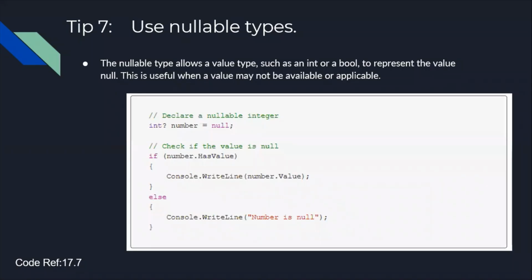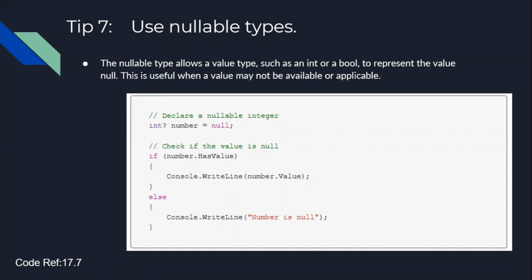Okay, tip number 7, please, when you know the nullable data types or nullable types, they allow a value type such as an integer or boolean to represent the value null. This is useful when a value may not be available or applicable. Declare a nullable integer. Declare a nullable boolean. As I know, maybe I will face not a true or false, and maybe I will receive from the application null, and the same in integers.